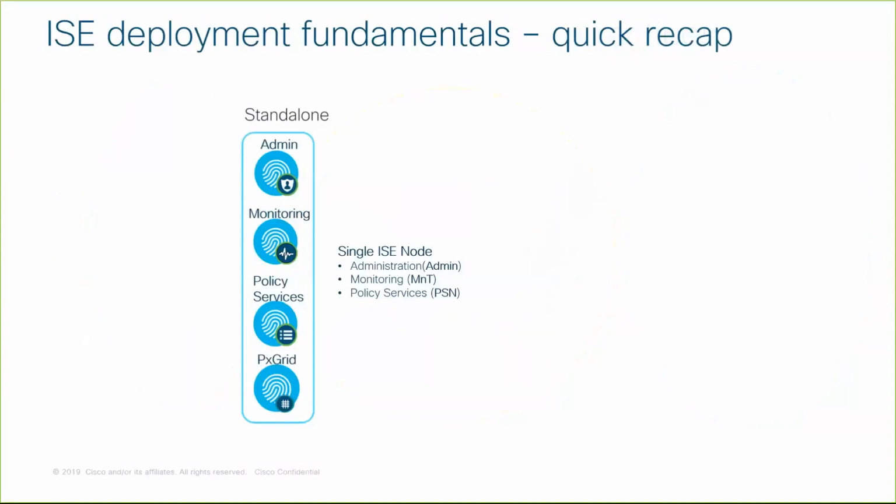All right, just a quick recap on ISE deployment fundamentals. If you have a very simple deployment, you could go with a standalone node with an HA pair. HA is high availability pair.